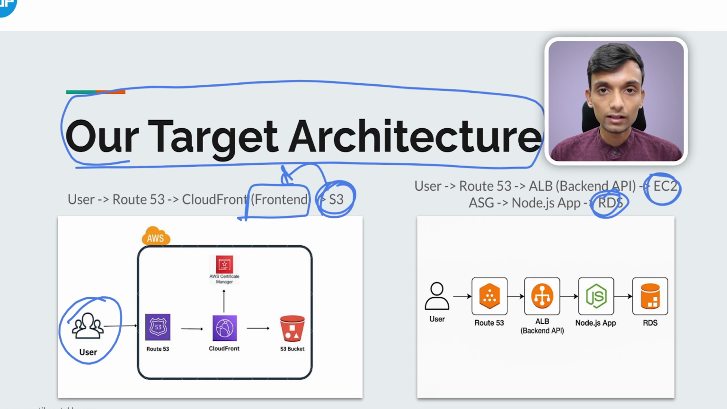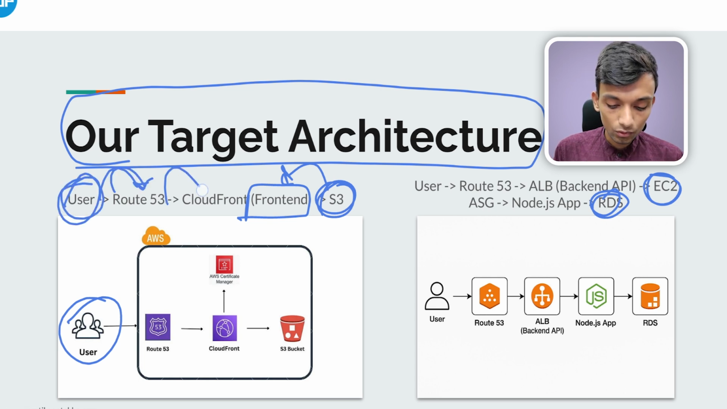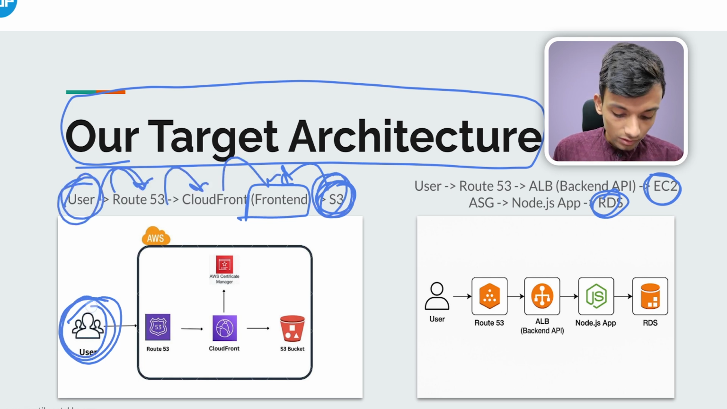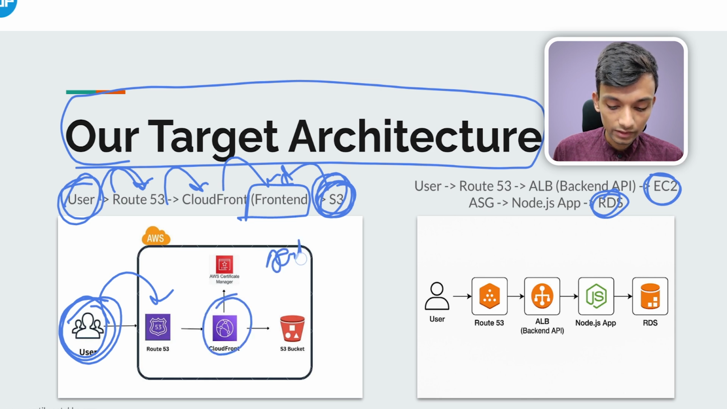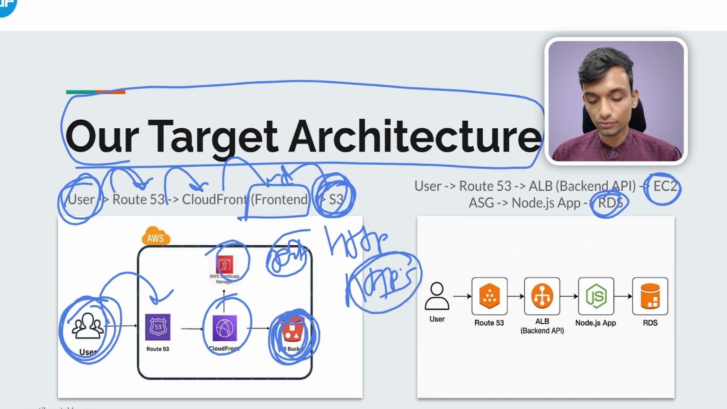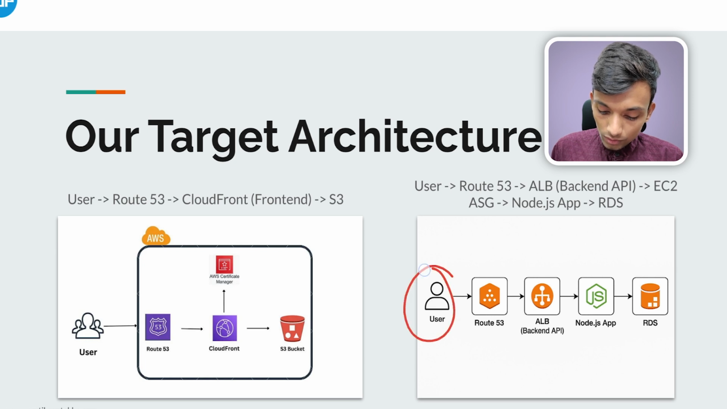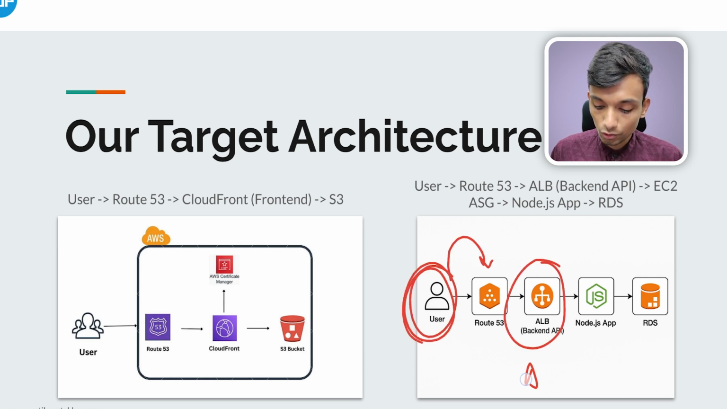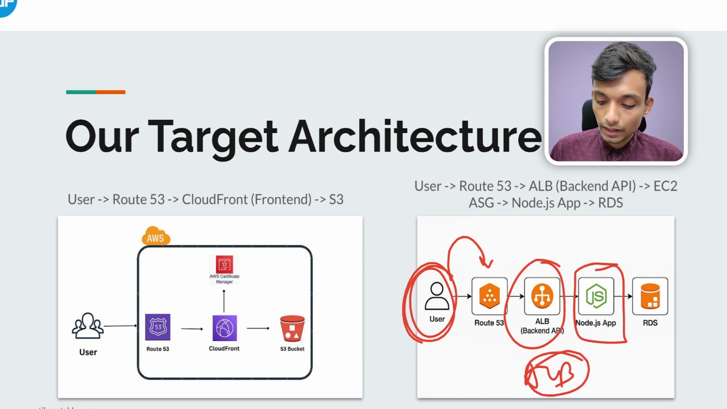What's our architecture plan? User, Route 53, CloudFront, front end. Users go to Route 53, then go to CloudFront. It's a certificate, it converts HTTP to HTTPS, and then the S3 bucket. This is our front end server, kind of. In the backend, the user goes to Route 53. It's diverted to the ALB, called the application load balancer. This is another service. Node.js app and RDS.